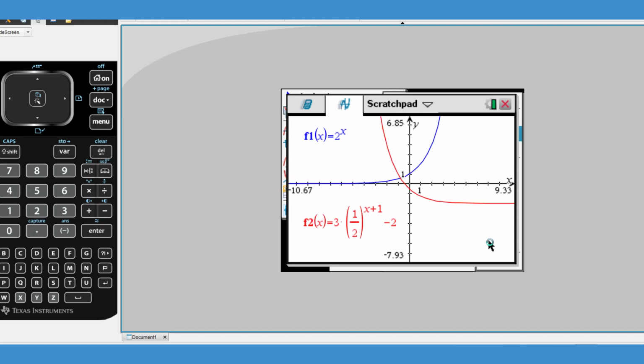For sample problem number 4, if you look closely, you can tell that since we have a base between 0 and 1 in our parent function, we are now dealing with a decay function, and then we also have other transformations going on. We're making it steeper, and we also have vertical and horizontal translations, and so you can see how that would play out as well.